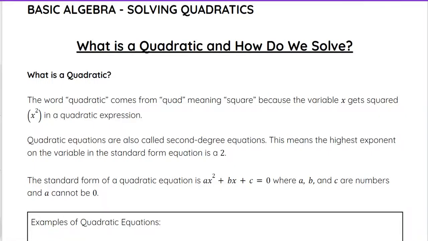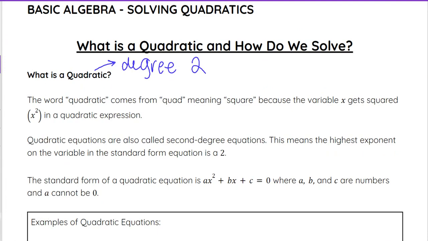Hey there, in this video we are going to look at what a quadratic is and also how do we solve them. So what are the methods that we'll learn in this unit? First of all, a quick review of a quadratic. A quadratic, remember, means that it has a degree of 2. That's the key thing here with a quadratic. So it's a degree 2.